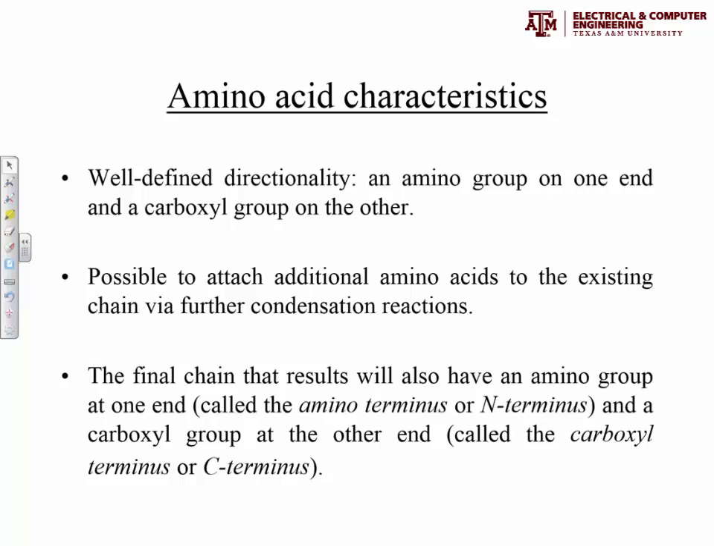So here, when we are linking up amino acids, we have a well-defined directionality, an amino group at one end and a carboxyl group on the other. It is possible to attach additional amino acids to the existing chain via further condensation reactions. And the final chain that you have will also have an amino group at one end, called the amino terminus or the N terminus, and a carboxyl group at the other, called the carboxyl terminus or the C terminus.